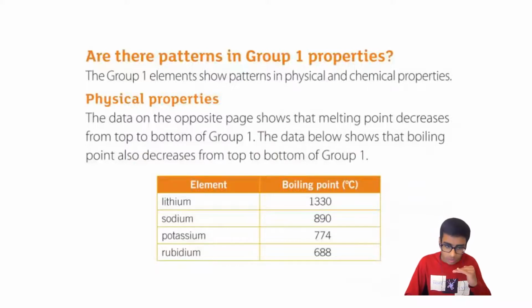So from lithium all the way down to rubidium, it decreases. And then the table below over here shows the boiling point also decreases from the top of group 1 to the bottom of group 1. So from lithium to rubidium is 1330 to 688. It's a huge difference, and it's showing how the boiling point decreases from the top to bottom of group 1 as well.